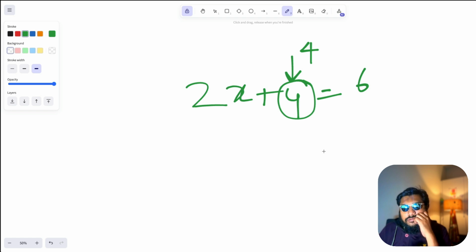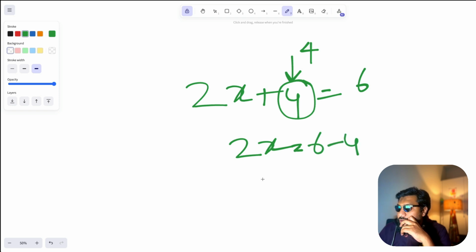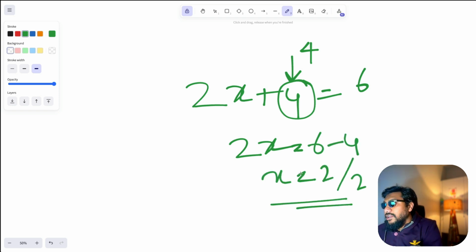That's correct. Okay, in that case, the solution for x is 1. Okay, so 2x is equal to 6 minus 4, x is equal to 2 by 2. That's very well done. Okay, right.